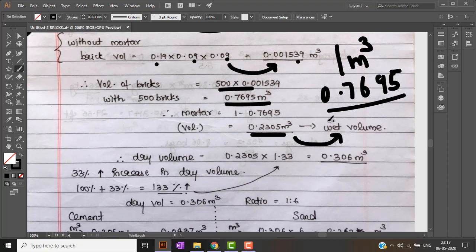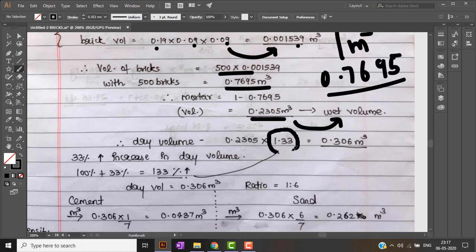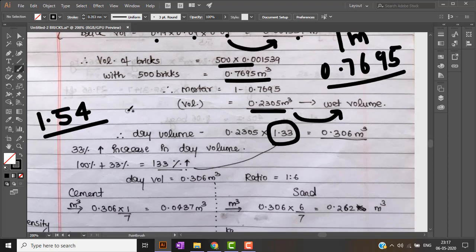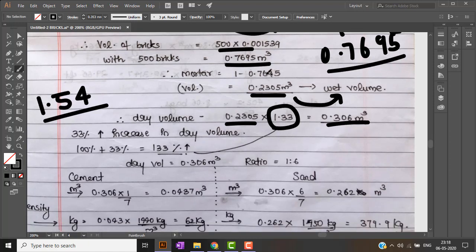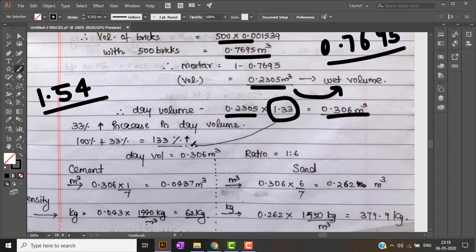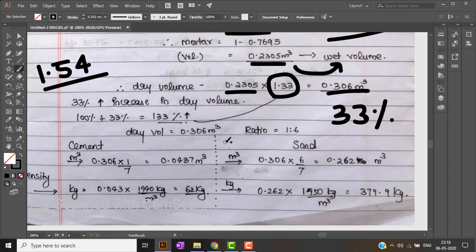So in order to change this wet volume to dry volume, you have to multiply by 1.33. In concrete, we saw the magic factor was 1.54. In this, because the coarse aggregate is not added in mortar, it is 1.33. So the dry volume will be 0.2305 into 1.33, which is 0.306 meter cube. That is, 1.33 means 33% of volume will increase when we calculate its dry quantity. So the rest of it is the same.